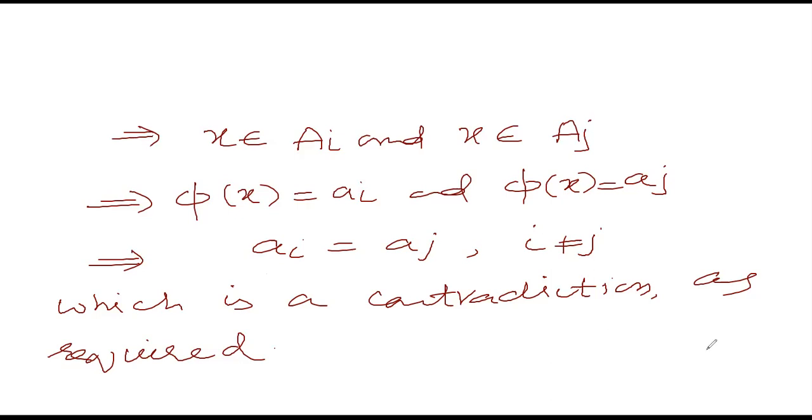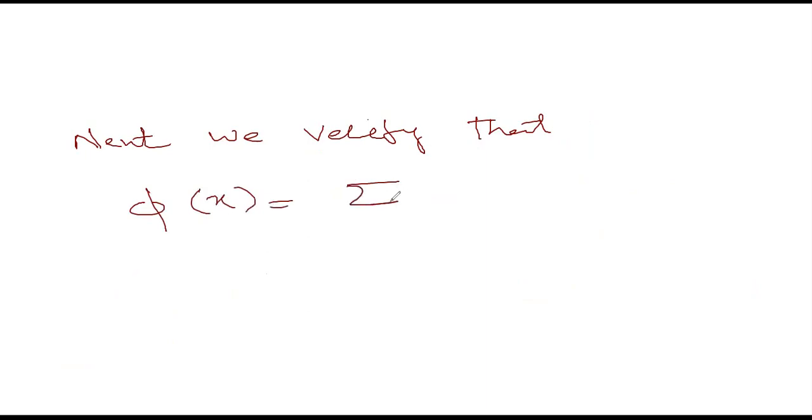Next we verify that phi of x is equal to the summation, i runs from 1 to n, of ai times chi of Ai of x. This will show that phi is equal to this summation. Again, I use cases. Suppose x is in some Ai or the union of Ai, then I will see that both phi of x and this value are equal.